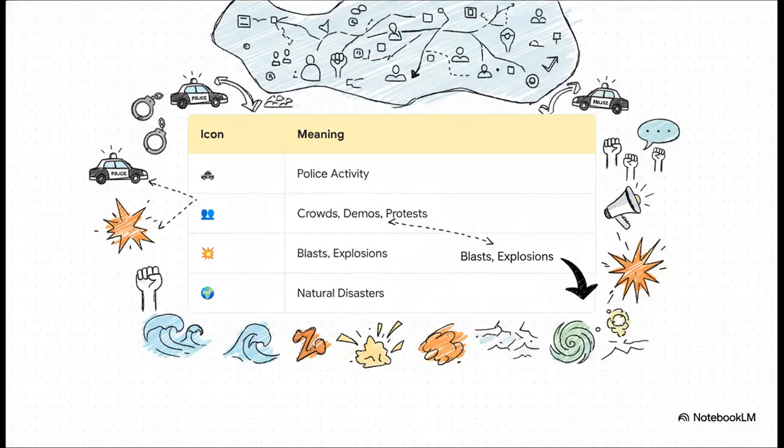And this is where it gets really interesting, because the map kind of creates its own visual language. You know, complex events get boiled down into these simple, easy-to-understand icons. A little police car symbol? That's police activity. A crowd icon signals a protest. An explosion for, well, explosions. It's like a quick visual shorthand, so you can see at a glance what's going down on the ground.